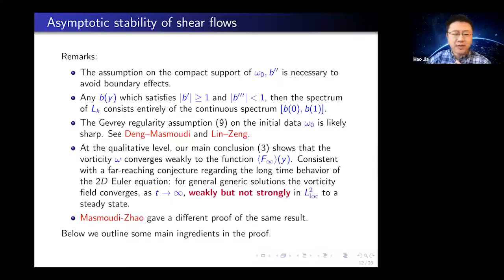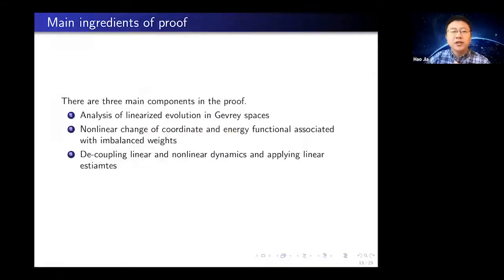So below, I will outline some main ingredients in the proof. There are three main components, basically. The first one is analysis of the linear evolution in Gevrey space, because the nonlinear analysis requires Gevrey regularity, so we have to analyze the linear flow in this space. The second one is nonlinear analysis built on the ideas of changing variables and energy functionals. The third one is somehow to combine the two, which turned out to be quite non-trivial for this problem because the linear analysis and nonlinear analysis are a little bit different. Oh, sorry, I have a misspelling for estimates.